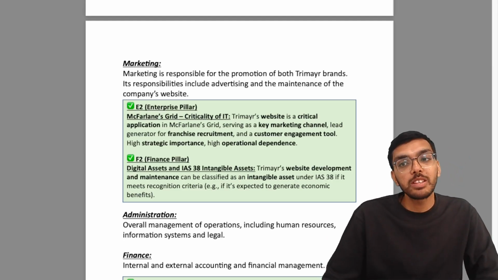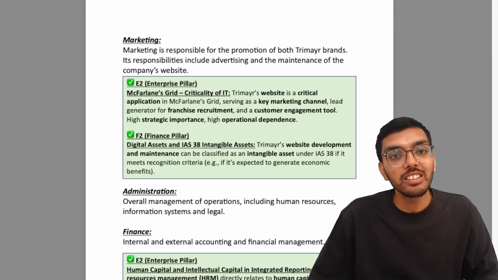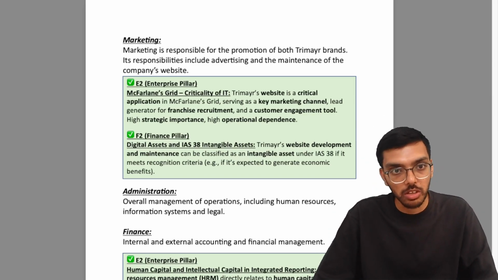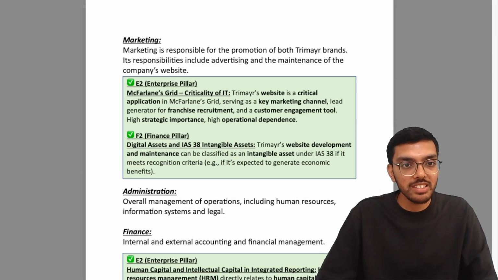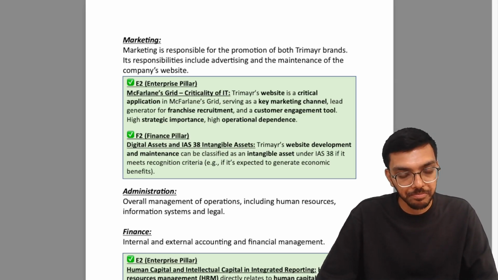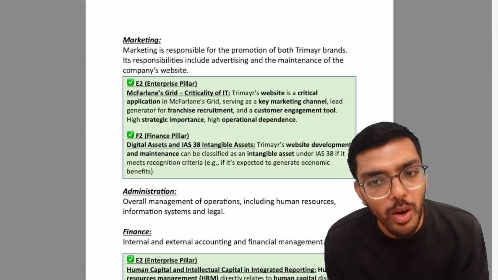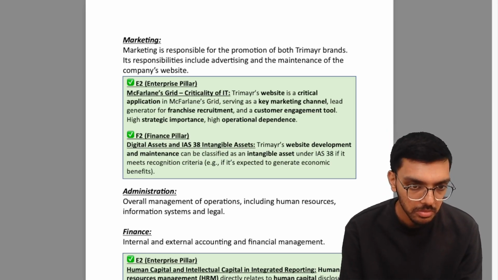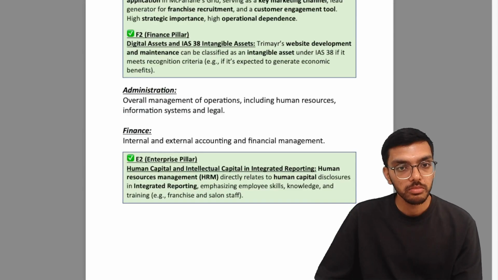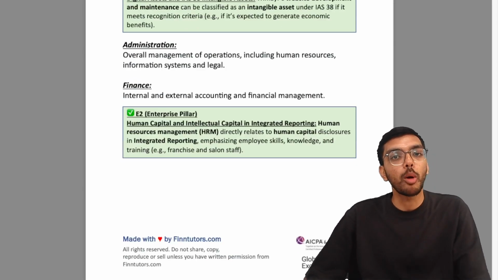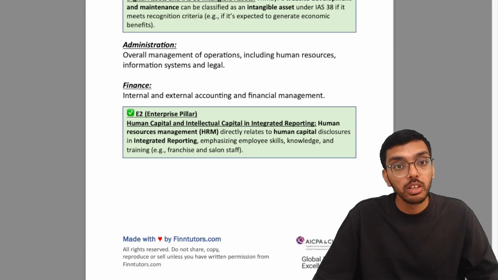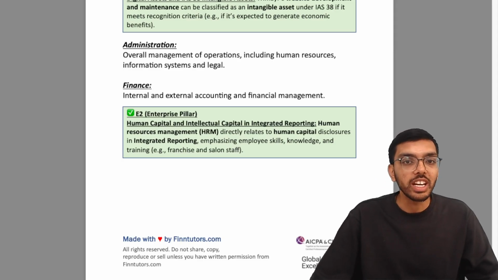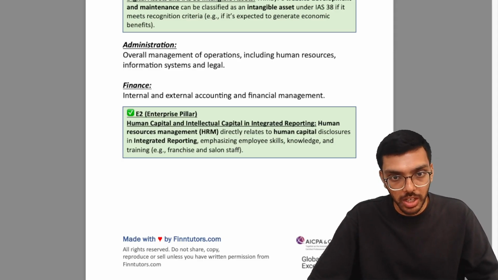Next department we have is the marketing department. Now marketing is responsible for the promotion of both Trimayr brands, the Pop and the Sheen. Its responsibilities include advertising and maintenance of the company's website. IT is very important for our business. Website is very important for our business. We already know that. Next, we have the admin department. So overall management of operations, including HR, information systems, and legal. Finance obviously looks at internal and external accounting.